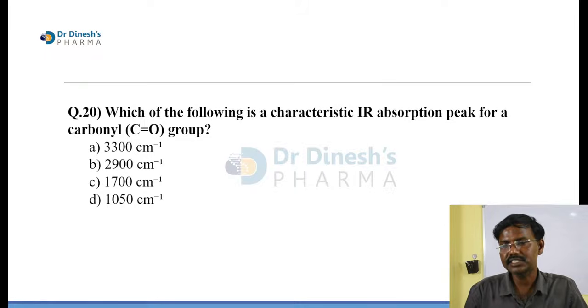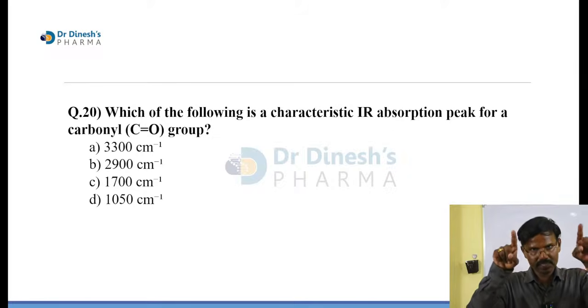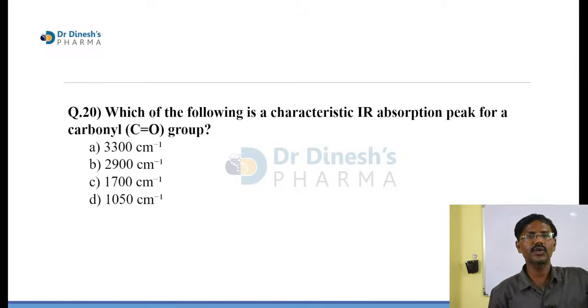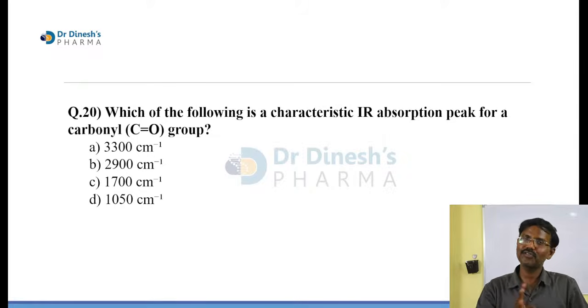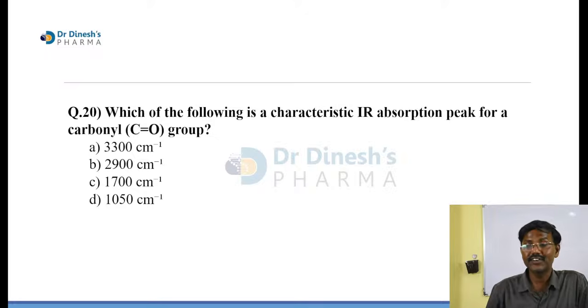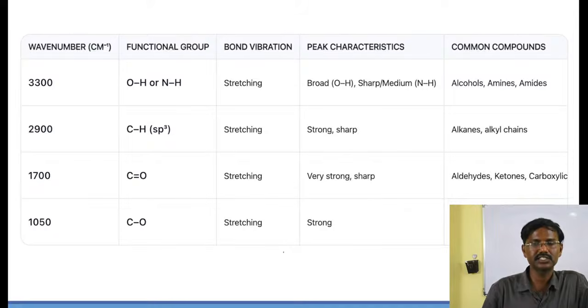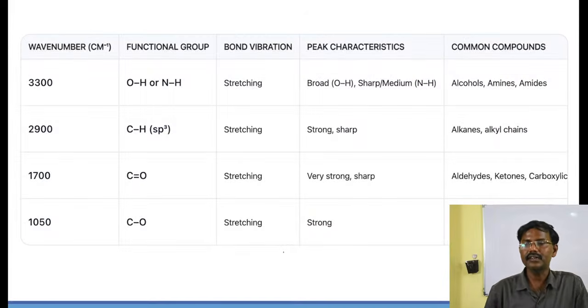And here we will see the CO, carbonyl group, what is the wavelength, and you remember that. Stick the table in your home or in your hostel room, it will give you 2 marks or 4 marks, whatever. If it is AIIMS, it will give you 4 marks, right? So what is the answer here? 1700, okay, 1700. And here you must remember the other groups also, like OH or NH 3300, right? CH 2900, 1700 CO, and the lowest one is C single bond O, that is 1050. This is stretching, right? And then it is very strong.